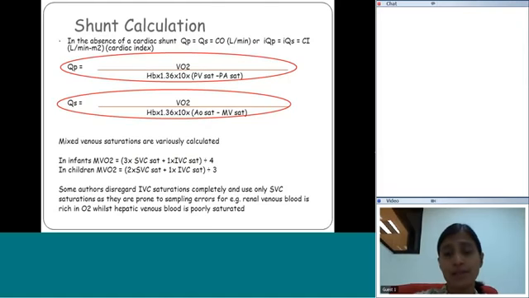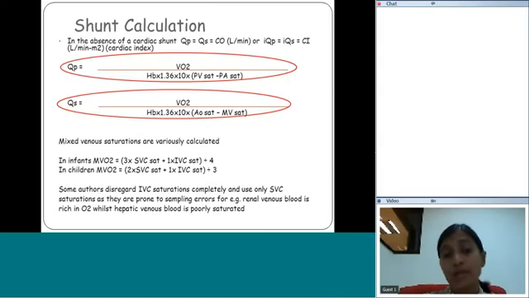Now, mixed venous saturation. What do we mean by mixed venous saturation? For the QS calculation, you need to use MV sat, or mixed venous sat. Mixed venous saturation can be calculated in a variety of ways. In very small babies, we take mixed venous saturation to be 3 times SVC sat plus 1 time IVC sat, the whole thing divided by 4. So you take an average of the SVC and IVC sat.